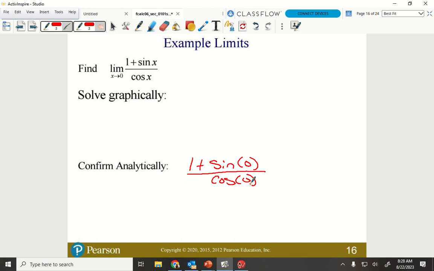Sine at 0 is 0, 0 plus 1, 1. Okay, cosine at 0, 1. And 1 divided by 1, 1. So we could say that the limit as x approaches 0 of 1 plus sine x over cosine x is equal to 1.